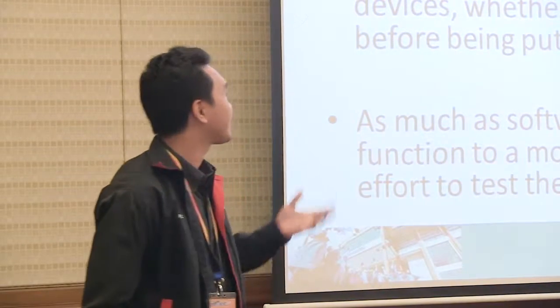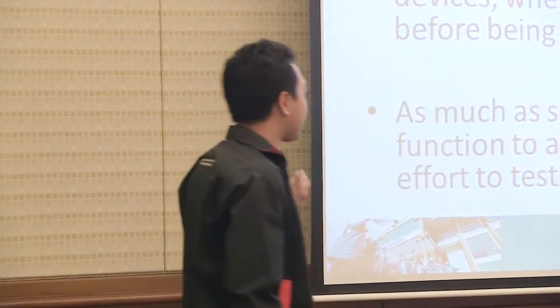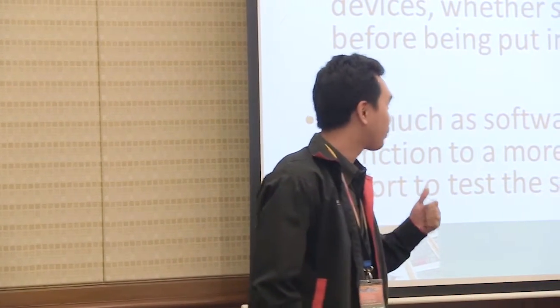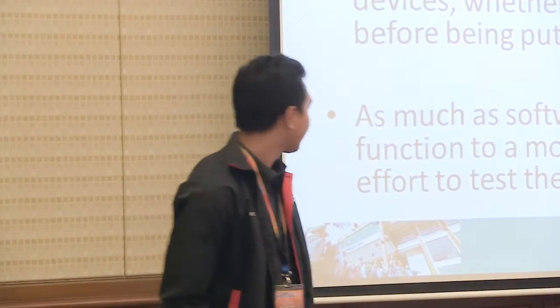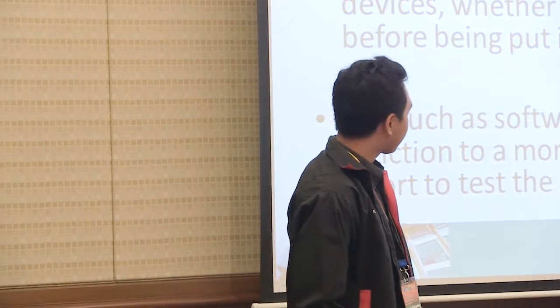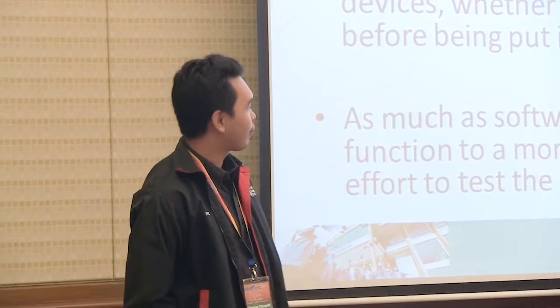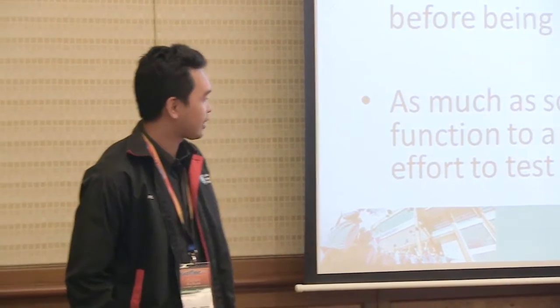What is actually software, and why does it matter? I assume that everyone knows that software is the brain of the computer, and software controls most human activity. It ranges from a simple clock to a life-threatening device such as a laser. This is just an example of how important software is. As such, it is important that most of these devices, whether small or big, are tested before being put into action. And as software evolves from a simple function to a more complex function, so does the effort to test the software increase.